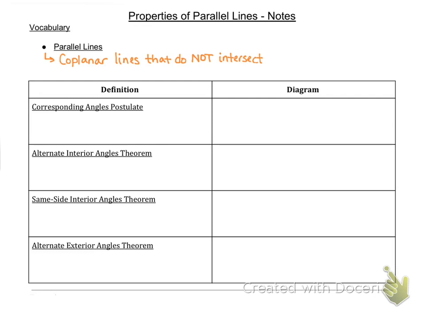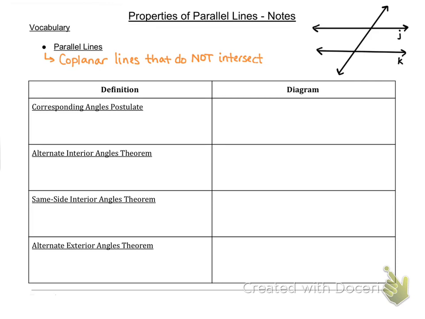Okay, our first vocabulary word is parallel lines. Parallel lines are coplanar lines that do not intersect. So here's a picture to the right of two parallel lines. Let's say that lines J and K are parallel.